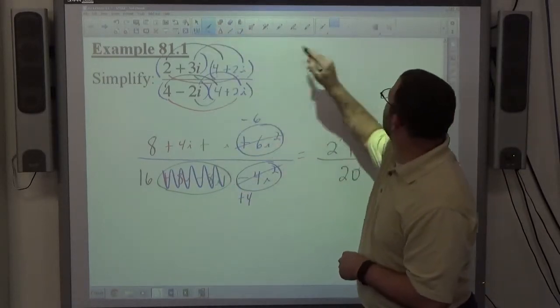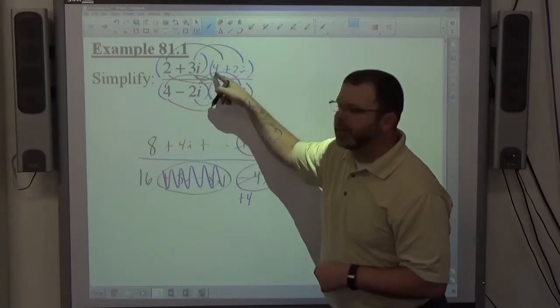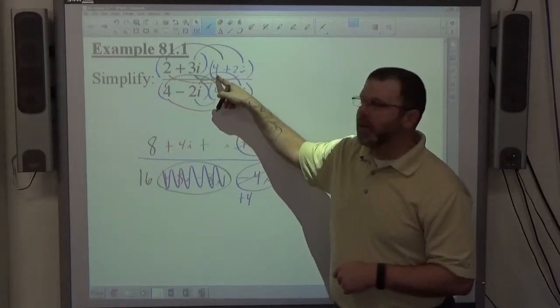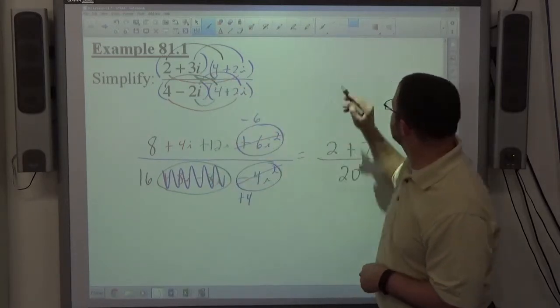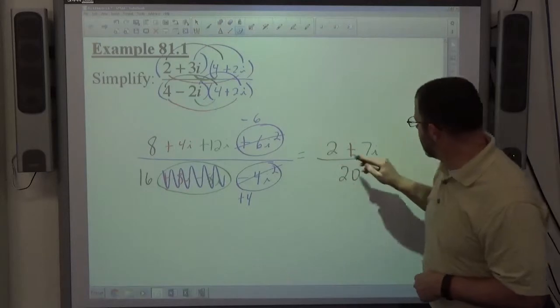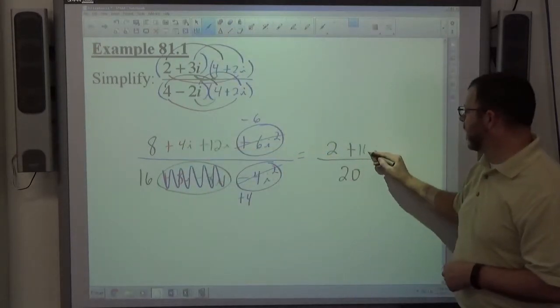Saw PJ over there calculating his one. Notice this product here. I think my brain turned off for a second while that 4 is there. 4 and 3 make a total of 12 there, so plus 12i, which makes this 4i and 12i make 16i.